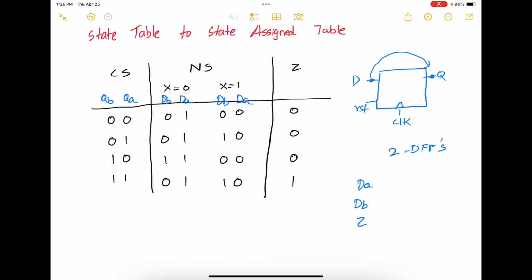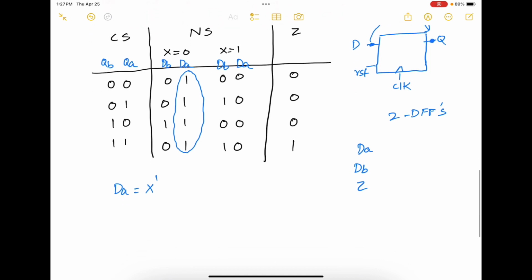So let's try to come up with the equation for DA. If you look at this table here, you're going to see that DA is asserted only when x is equal to 0. So I can simply write DA equals x prime. Let's look at DB. DB is asserted over here, and over here.